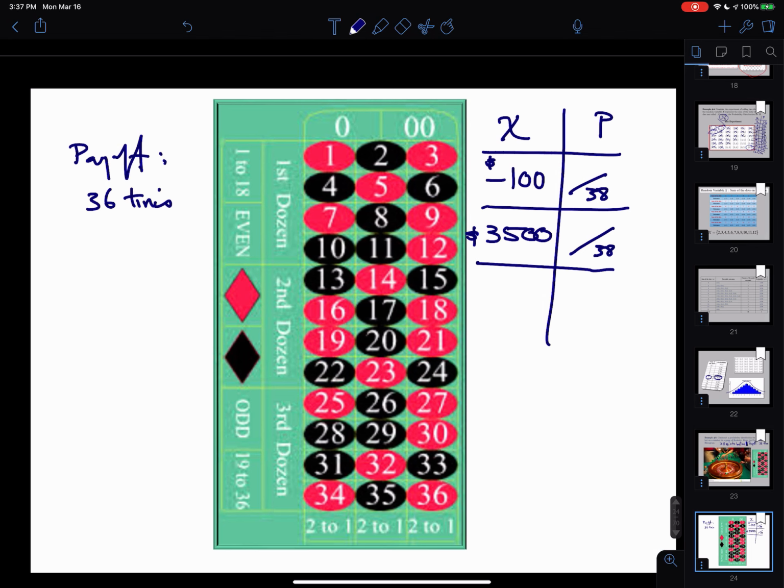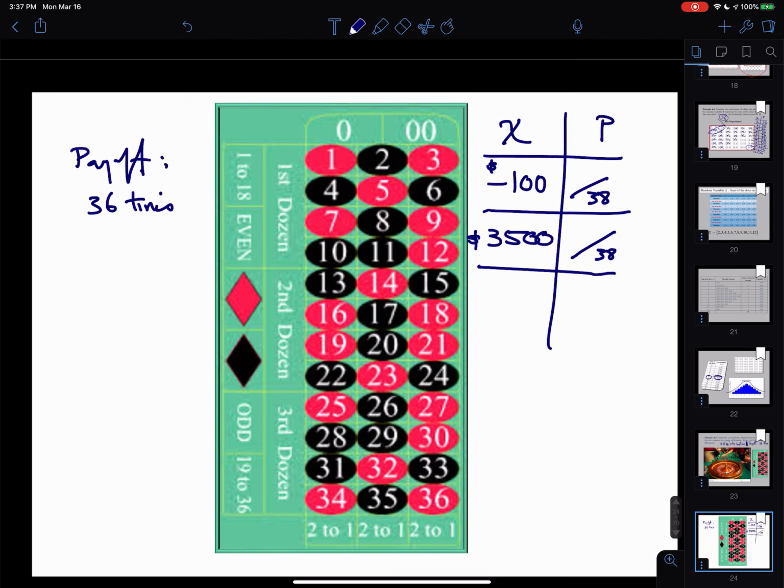That means the $3,500 will come to me only if that one number is hit. But if the number I have put my bet on doesn't hit, well, then I lose the $100. How many numbers are those? Since I'm betting on 1 out of 38 numbers, that means I'm not betting on the rest of the 37 of them. So you notice that now I could clearly see that the probability that I'll lose a $100 bet will be 37 out of 38, and the probability that I win $3,500 will be 1 out of 38.